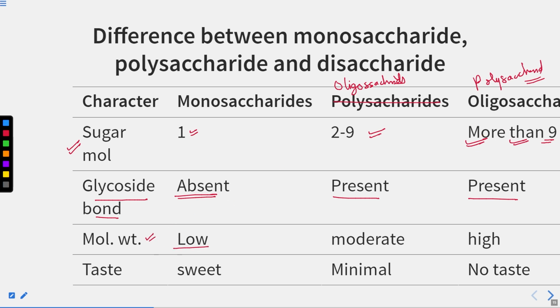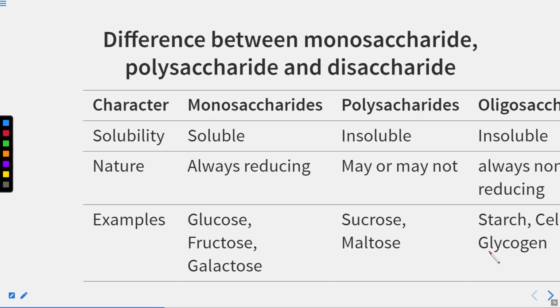Molecular weight: it's very low, then moderate, and then high, because they have more monosaccharides. Taste: sweet, this is minimally sweet, right? And this one does not have any type of taste. So this is the difference between the monosaccharide, oligosaccharide, and polysaccharide.